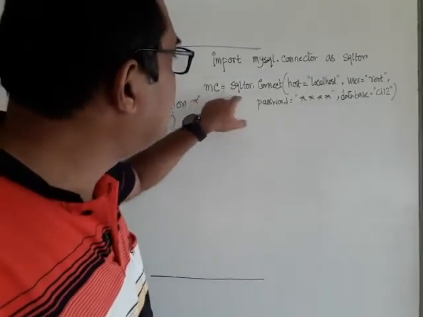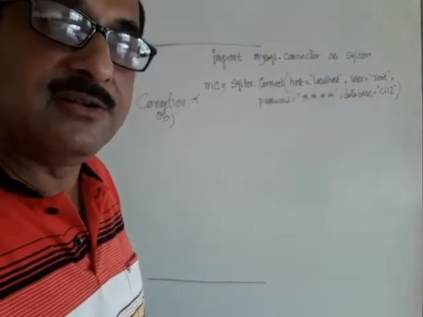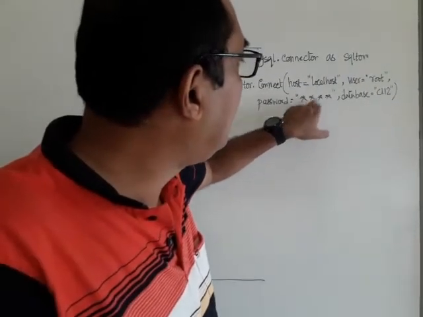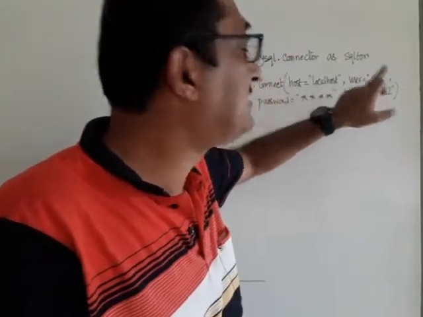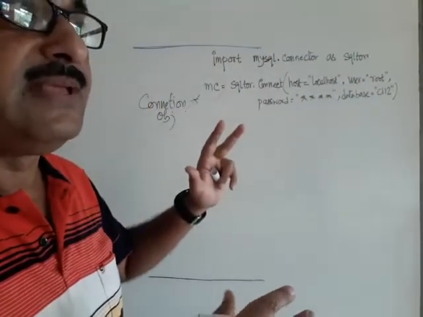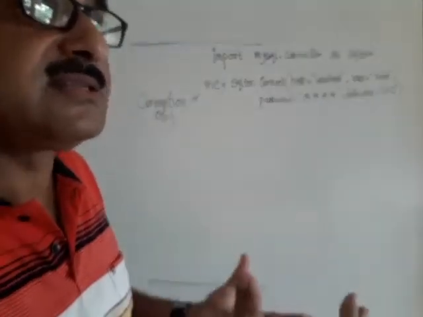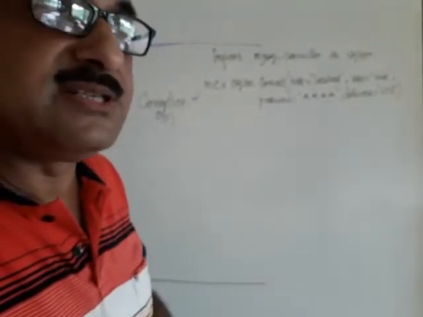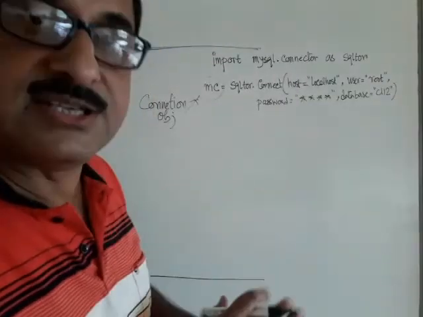But how do I know that this connection is established properly or not? Maybe there is something wrong. Maybe I wrote something wrong accessing the database, or the database is in a particular portion of the hard disk which is corrupted, damaged for some reason. There can be various situations.